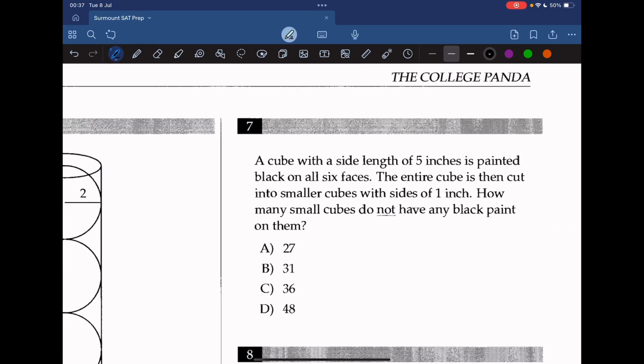Question 7. A cube with a side length of 5 inches is painted black on all 6 faces. The entire cube is then cut into smaller cubes with a side of 1 inch. How many small cubes do not have any black paint on them? So let's first sketch this. We have a cube with side lengths of 5 inches painted black on all 6 faces, right? So if we take away all the cubes with black paint on them, then we essentially have a smaller cube, right?